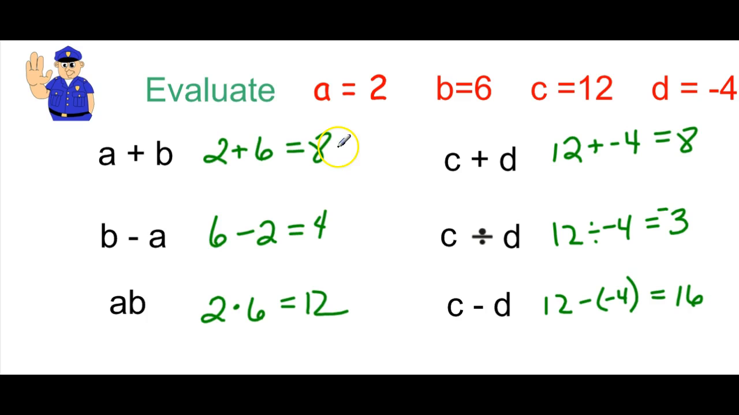2 plus 6 is 8. 6 minus 2 is 4. 2 times 6 is 12. 12 plus negative 4 is 8. Remember, different signs. Subtract, keep the sign of the larger. 12 divided by negative 4 is negative 3. And 12 minus a negative 4. I don't know if you all remember this from pre-algebra, but this is a plus. That double negative there is a plus.